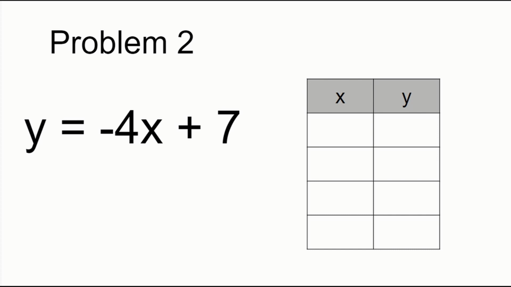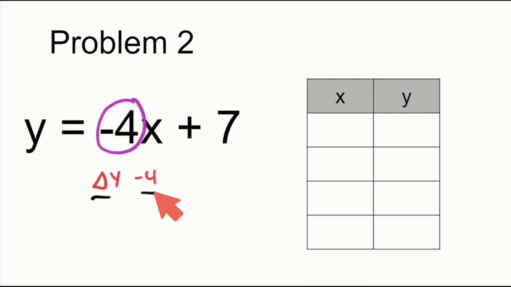Problem 2. We have the equation y equals negative 4x plus 7. Looking at the equation, which part refers to our slope? Locating our x, we know that the coefficient in front of x is going to be our slope. So we have a slope of negative 4. But let's break down the slope into its two components. What's the change in y going to be? The change in y is going to be negative 4.